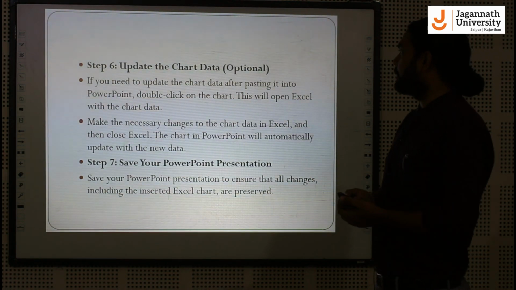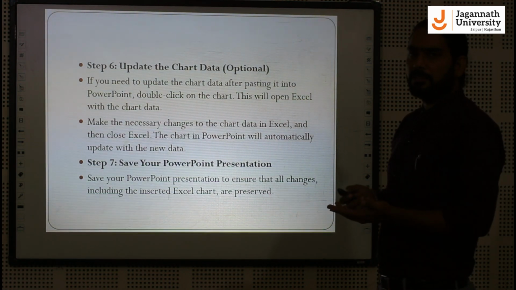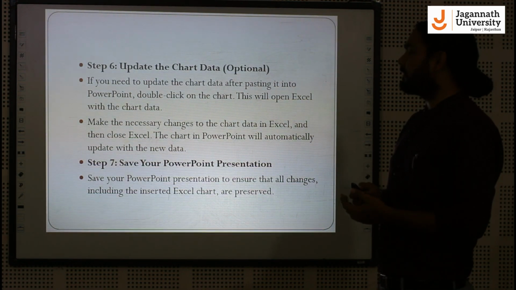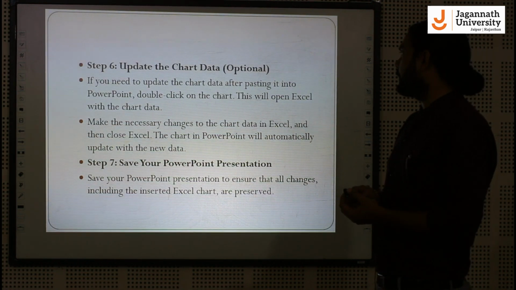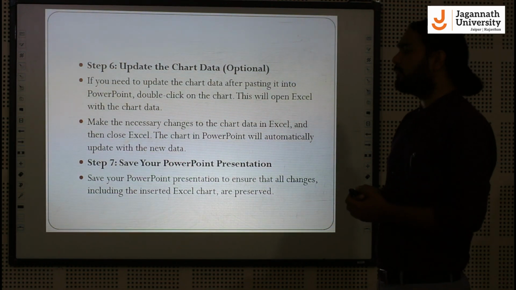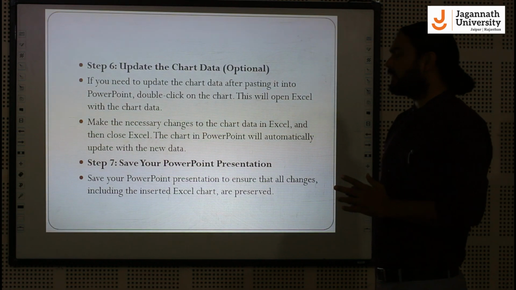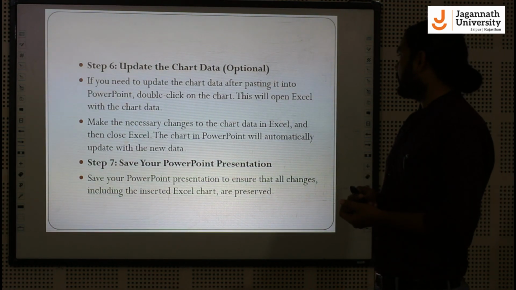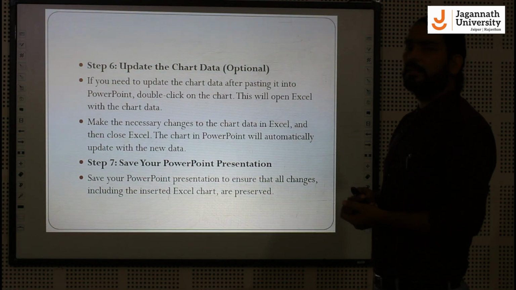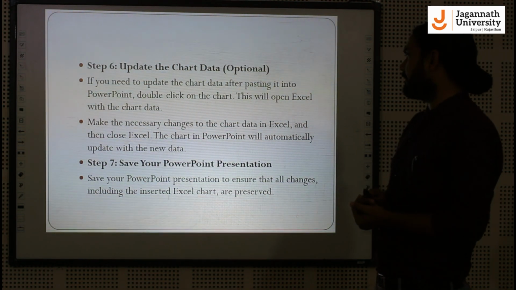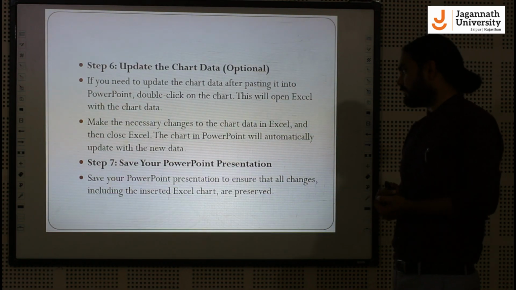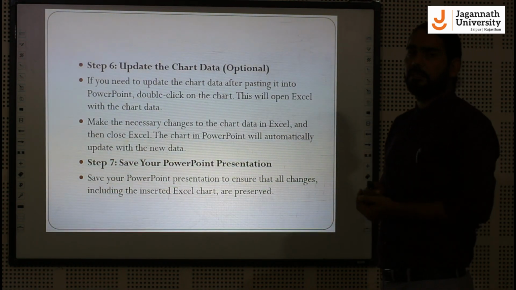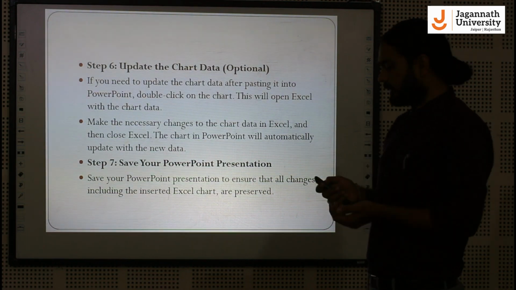Step number 6, update the chart data. If we want to update the data, that is also an optional step. If we want to update, then click on the PowerPoint slide and double click on the chart. This will open Excel with our chart data. Make the necessary changes that we want in our data, and then press Ctrl+S to save our data. Step number 7, save our PowerPoint presentation. We can save our presentation after updating or inserting the chart.